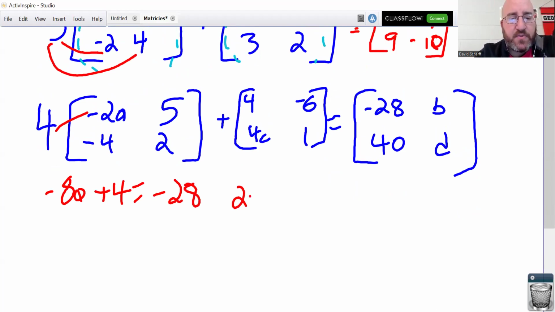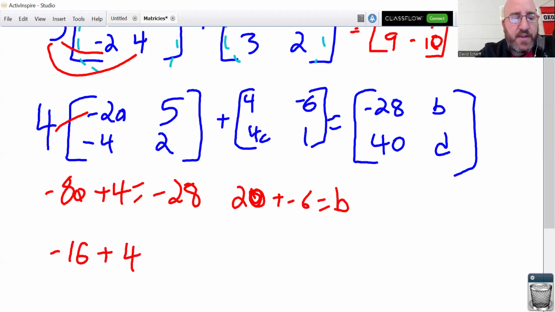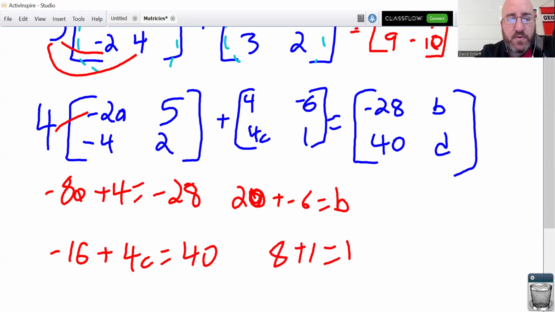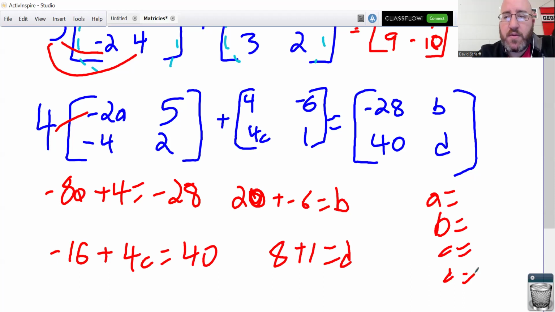Top right, 4 times 5 is 20, plus -6 equals b. Bottom left, 4 times -4 is -16, plus bottom left 4c equals 40. Then bottom right, 4 times 2 is 8, plus 1 equals d. So again, you're solving for A, B, C, and D.